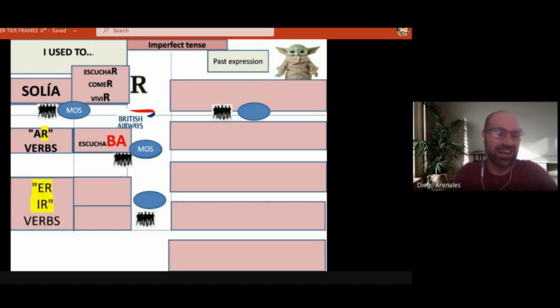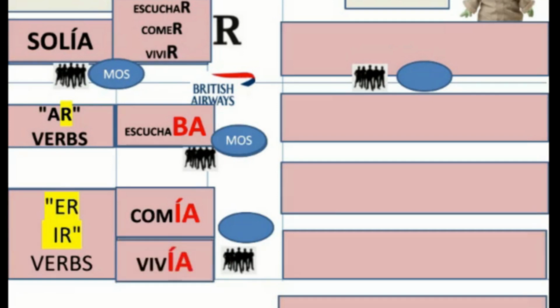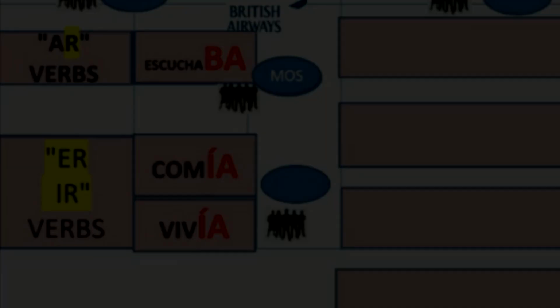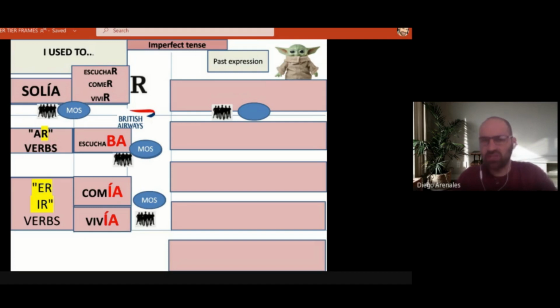And for ER and IR verbs, which is basically the remaining 20% of verbs, we put IA instead of ER or IR. So here we have to remove the ER or the IR. So comía, I used to eat. Vivía, I used to live. From comer and from vivir. So that is the third way to talk about what you used to do in Spanish. And again, if you want to talk about a group of people, you just need to add mos. So comíamos, we used to eat. Vivíamos, we used to live. So these are the three ways to say "I used to" in Spanish.